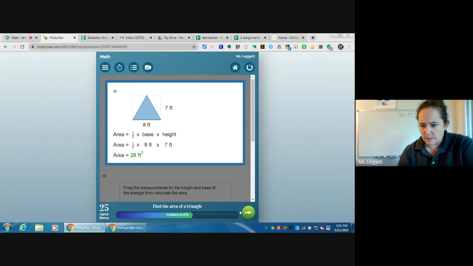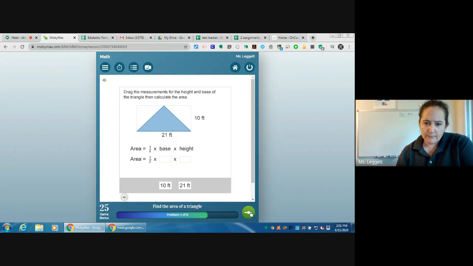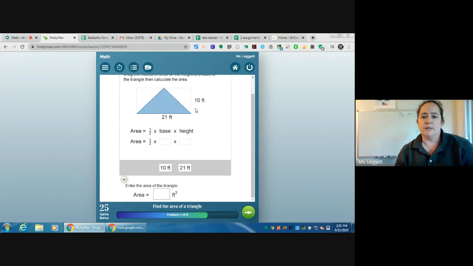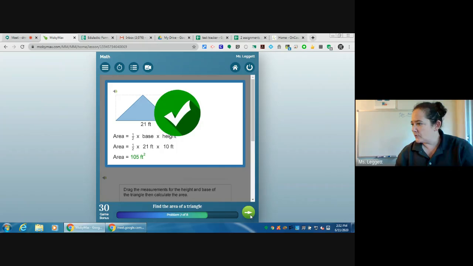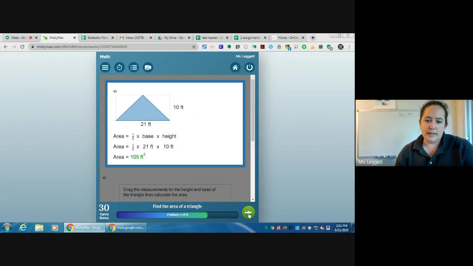All right, let's keep it moving. All right, let's do the same thing. Let's drag and calculate. This is my height. This time it's a rectangle. The triangle is inside of a rectangle. Half of 10 is 5. 5 times 21, I think, is 105. Yes, that would be correct. Okay. What's next?